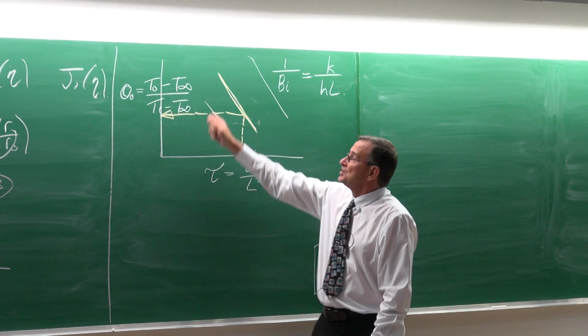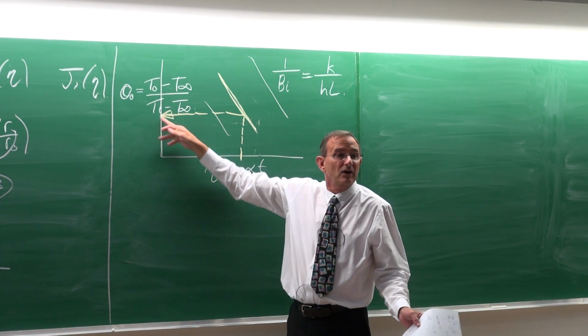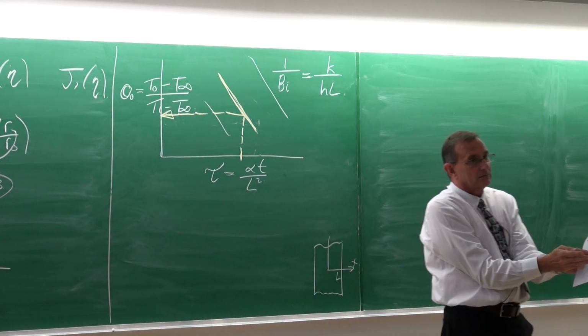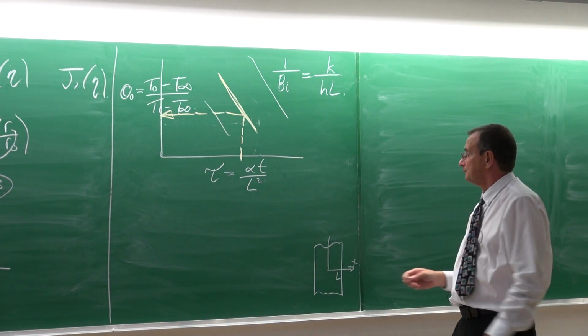Okay. T infinity is the temperature on the outside. Ti is the initial temperature. T0, the temperature at the center. So you can get it from there.